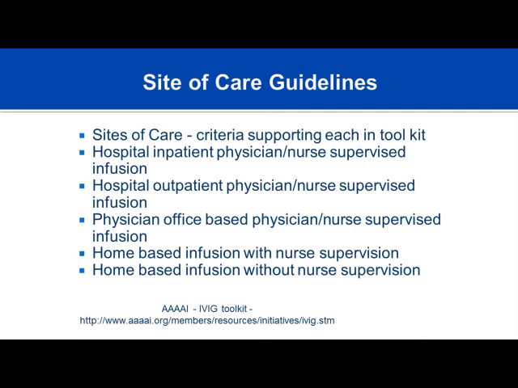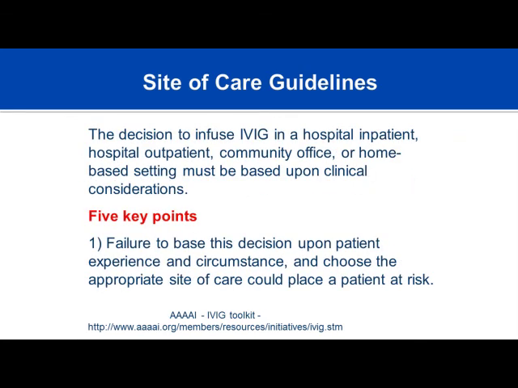And some specific issues relating to these, again, are the decision to infuse immunoglobulin in a hospital inpatient, hospital outpatient, community office, or home-based setting must be based upon clinical consideration. And there are 5 key points outlined in this document. The failure to base this decision upon patient experience and circumstance and choose the appropriate site of care could place a patient at risk unnecessarily.